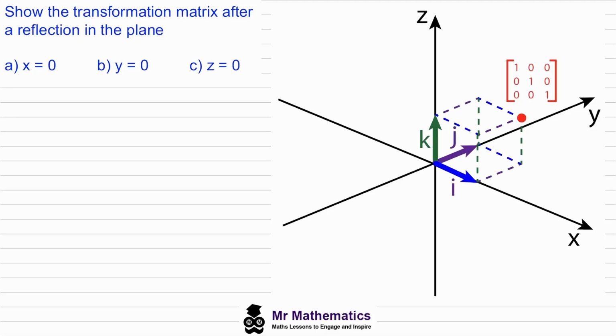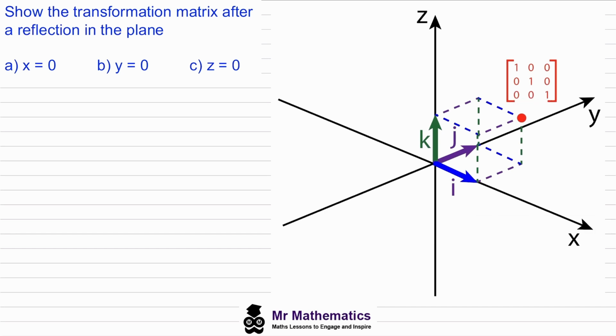Hi everybody. In this video, we're going to look at how we find the transformation matrix after a reflection in the X, Y, and Z planes. To find this transformation matrix, we're going to reflect this point, which is given by this identity matrix here.